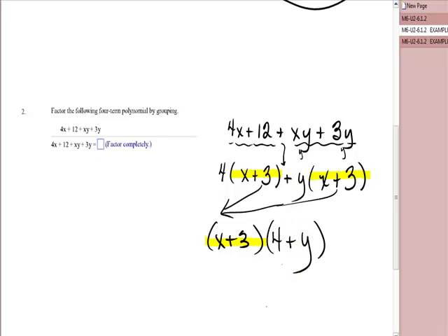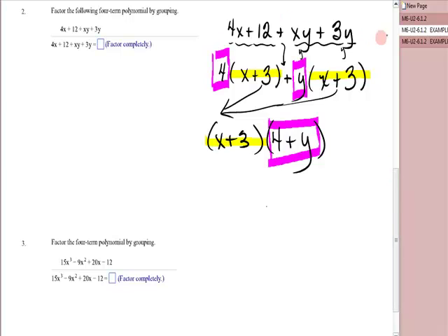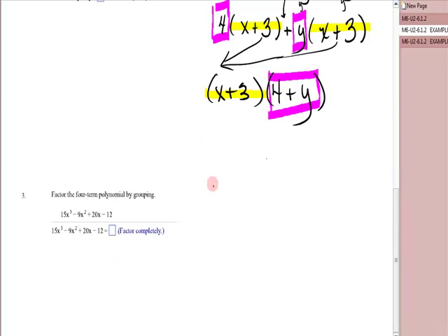And those are what I call the leftovers. And here are your factors. If you were to multiply x plus 3 times y plus 4 using FOIL or the distributive property, you would end up with these 4 terms. All right, let's look at another one.